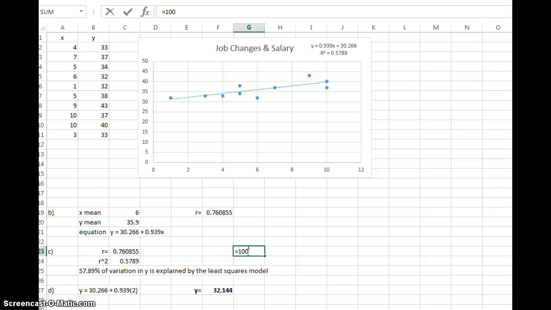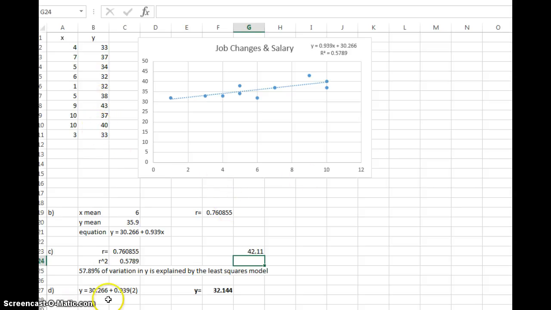What would that be? 100 minus 57.89. So 42.11% of someone's salary changing isn't based on the number of times they switch jobs. It's based on something else. Maybe their personality or their education level or just a lucky break they got. But from our data, we're hypothesizing that 57.89% of the change in someone's salary is based upon how many times they switch jobs.